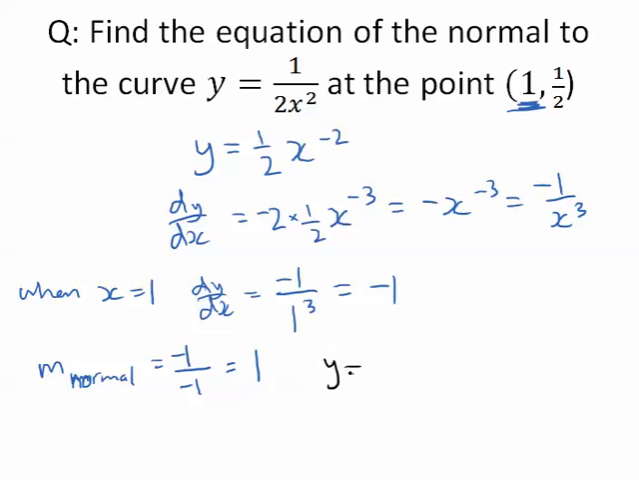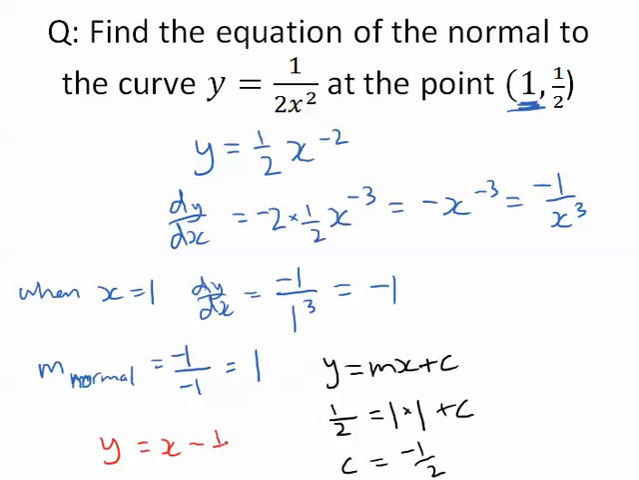And we can put that into y equals mx plus c, because now we know everything except c. So we put the y value in, which is a half. Put the m value in, which is 1. And the x value is also 1, plus c. So 1 plus c equals a half. That means that c is negative a half. So the final formula is going to be, let's write it here, y equals x minus a half. So this should give us the normal at that point.